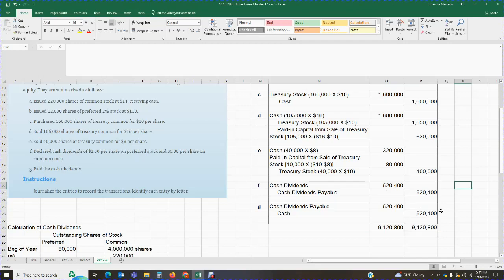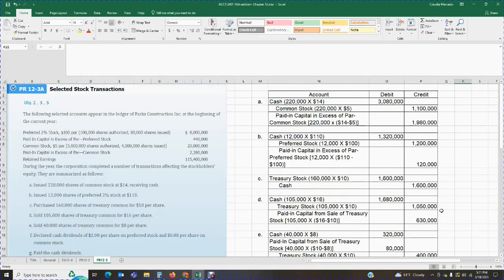A lot of transactions that we have to analyze and record. Some of these had paid in capital in excess. We sold these shares of stock at a premium. We had one scenario where we sold at a discount. So we need to make sure that we analyze how much money we are receiving. Are we receiving more than par or less than par? If it's more, we're selling at a premium. If it's less, we're selling at a discount.